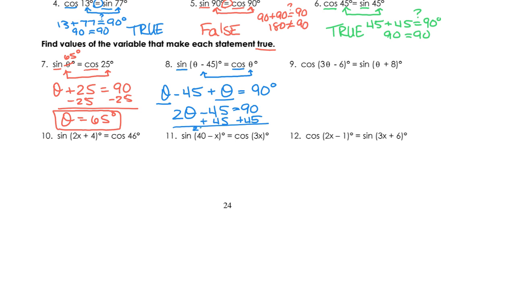And we get 2 theta equals 135. And then we're going to divide by 2. Okay? And theta is going to come out to equal 67.5 degrees.